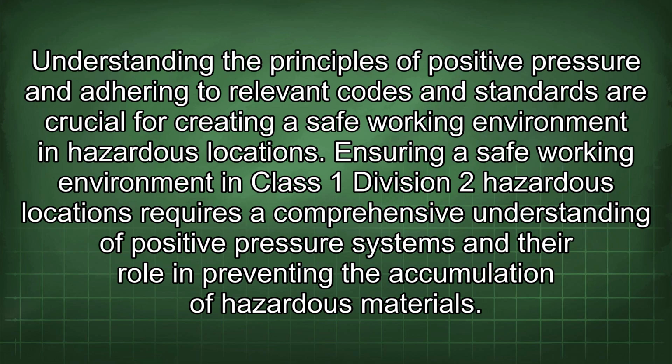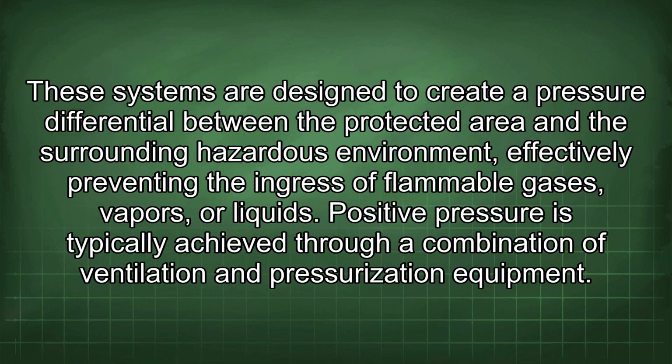environment in hazardous locations. Ensuring a safe working environment in Class 1 Division 2 hazardous locations requires a comprehensive understanding of positive pressure systems and their role in preventing the accumulation of hazardous materials. These systems are designed to create a pressure differential between the protected area and the surrounding hazardous environment, effectively preventing the ingress of flammable gases, vapors, or liquids.